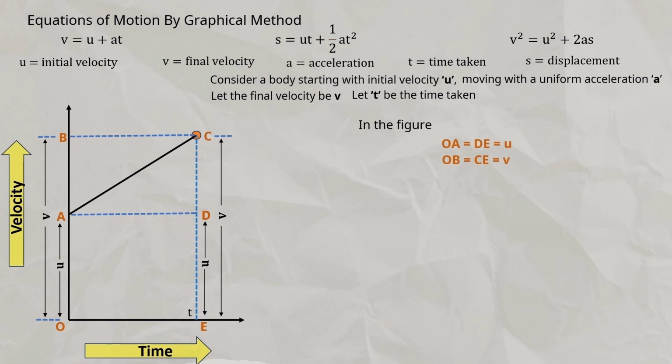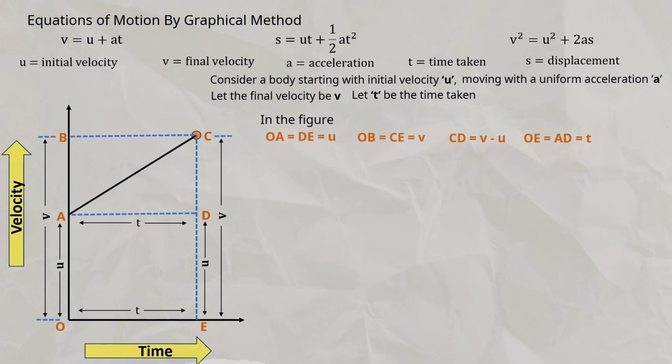To find the equations of motion, we need the value of CD. Now, we know that CE is equal to v and DE is equal to u. So, if we remove DE from CE, we will get CD, that is v minus u. So, simply we can write CD is equal to v minus u. From the figure, we can find out that OE is equal to time taken, that is t, and AD is also equal to the time taken, t. So, I can write OE is equal to AD is equal to t.